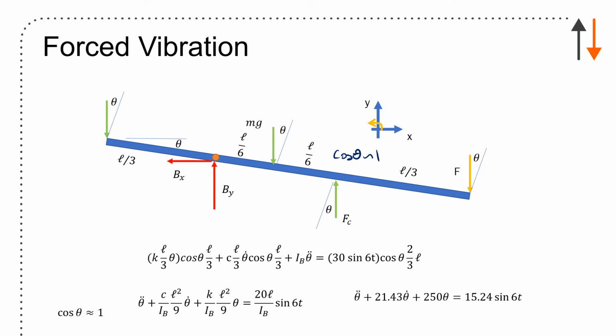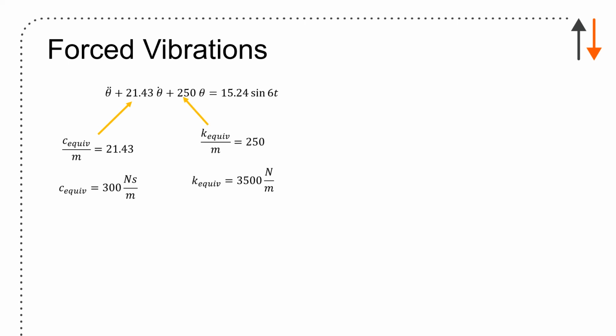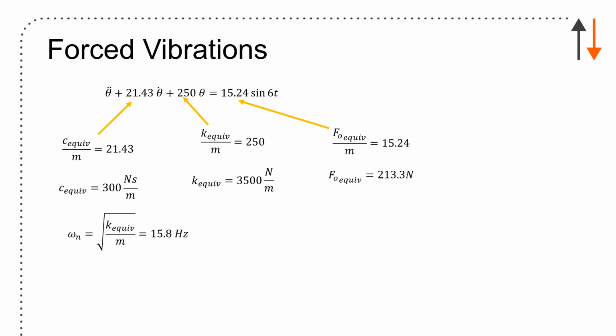Now this is just substituting in numbers, and again I've tried to solve this almost to the end as a variable problem, and again I find these much easier because I can visualize what I'm doing, and when I make a mistake it's often easier for me to see. So I have this as my governing equation for the motion. The C equivalent for this system is 300 newton seconds per meter. My K equivalent is 3,500 newtons per meter. So that's the same. That's a little bit different than the original for the other term. And I've got F naught equivalent of 213.3 newtons. So I've got slightly different results.